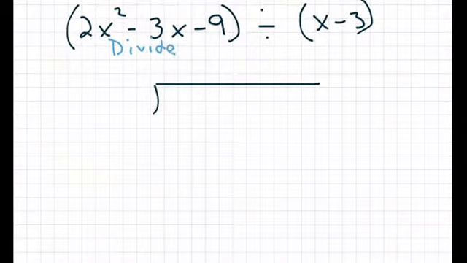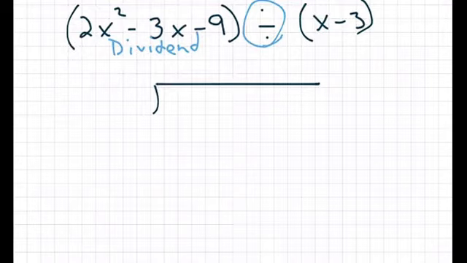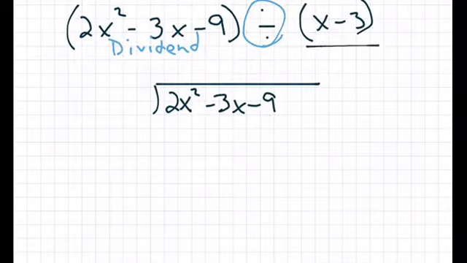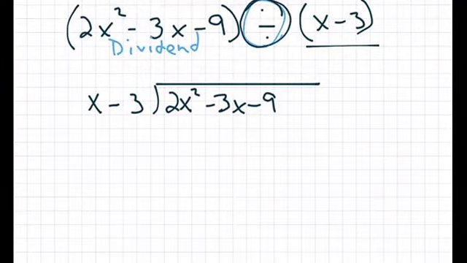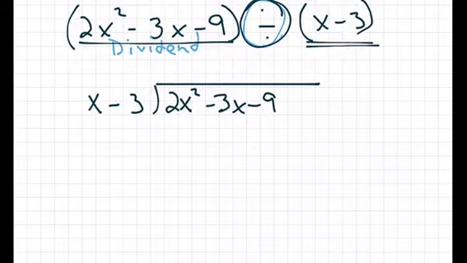Okay, remember from our organizer, the first term in front of this symbol is the dividend. So that means that goes underneath here, and this is our divisor, so it goes out here. Okay, that's always going to be the way it happens. When you are using this symbol, the first thing goes under the box, the second thing goes outside.